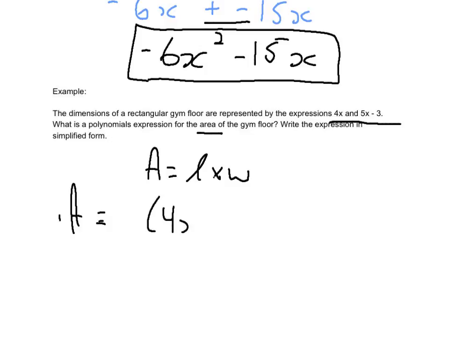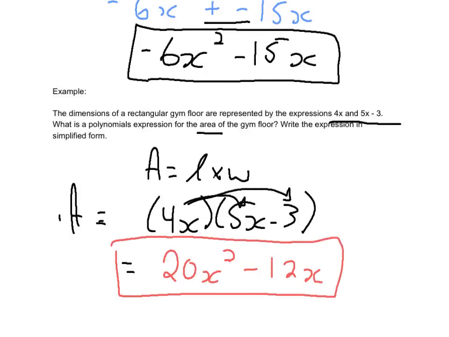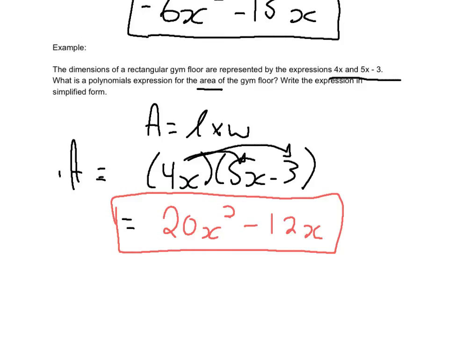So 4x times 5x minus 3, this is just like the ones we've been doing. We use the distributive property. So we have 4x times 5x is 20x squared. 4x times negative 3 is going to be negative 12x. And that is simplified form. That's going to be your answer for the polynomial expression of the area of the gym floor. Hopefully you're getting the hang of that, and that is helpful.